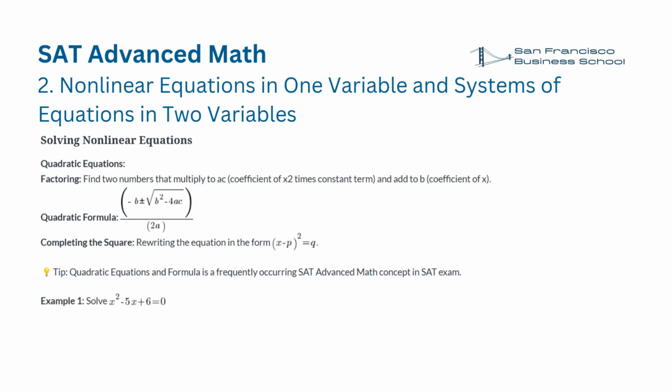Example 1. Solve x squared plus 5x plus 6 is equal to 0. Solution: x squared plus 5x plus 6 equals x plus 2 times x plus 3. Therefore, x equals negative 2 or x equals negative 3.